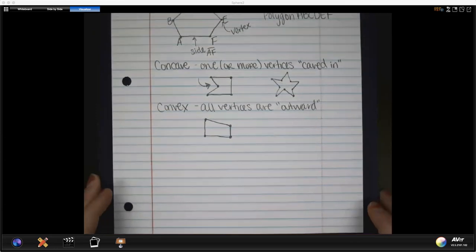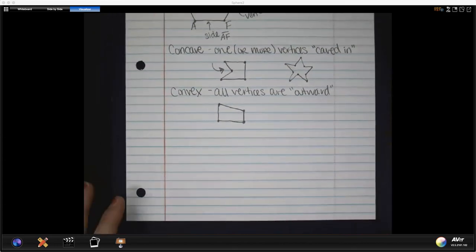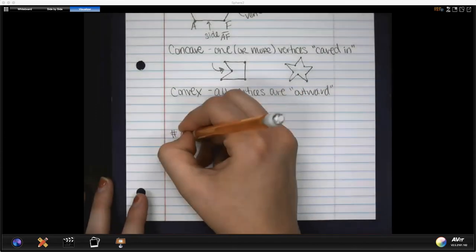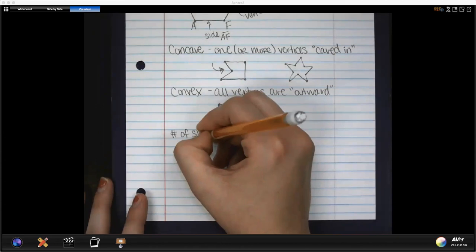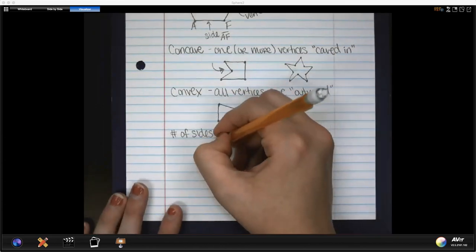All right, now we're going to talk about some names of some famous polygons, or the most common names that are used. And so the names are all based on the number of sides. Nope, actually, that's not one of the names.